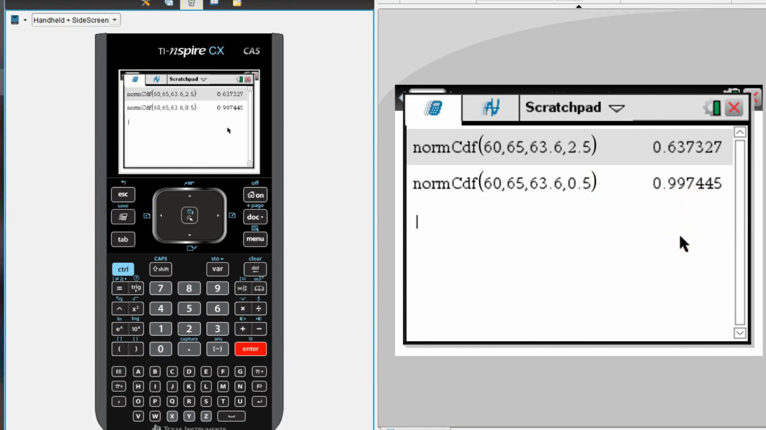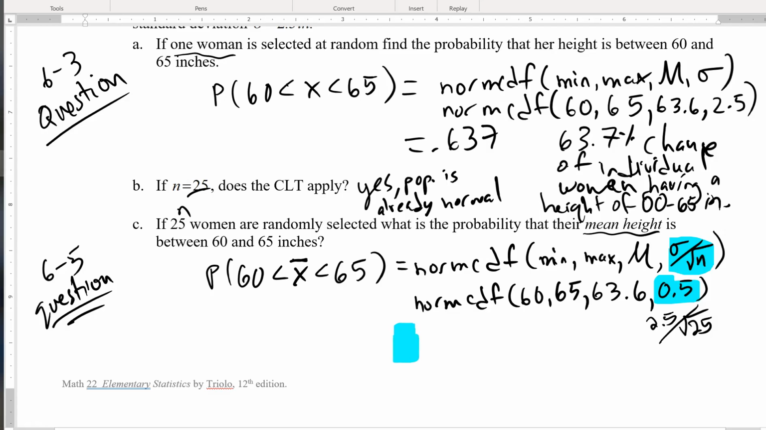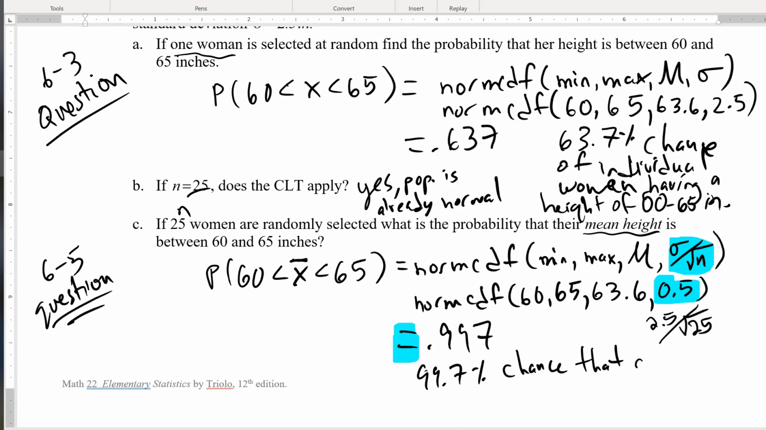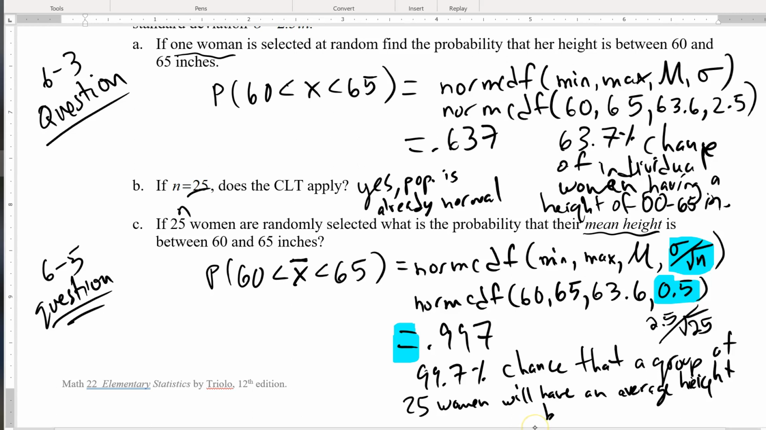0.997. That is a much higher probability, right? Because we're not dealing with individuals, we're dealing with a group. So 0.997, let me write that down. There is a 99.7% chance that, not an individual, a group of 25 women will have an average height between 60 and 65 inches.